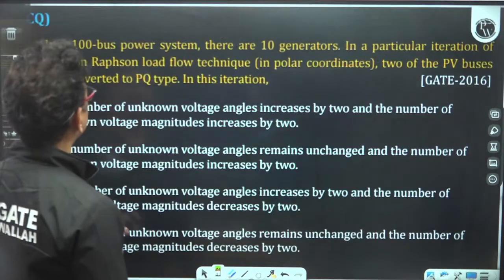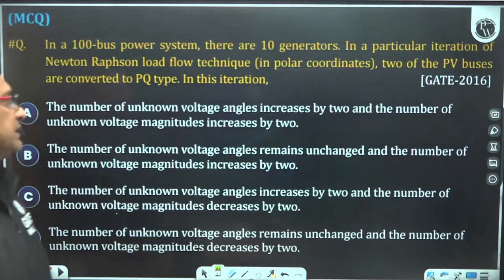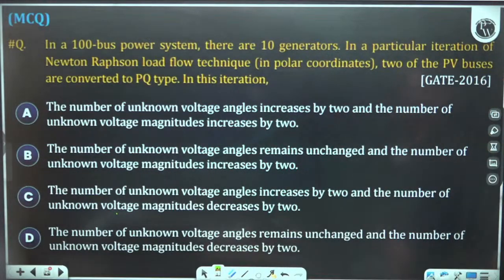Now come to this question. In a 100 bus power system, there are 10 generator buses. In a particular iteration of the Newton-Raphson load flow equation in polar coordinates, two of the PV buses are converted into PQ buses. That means two PV buses are converted into PQ buses. In this iteration, the total number of unknown voltage magnitudes increased by 2. Tell me.